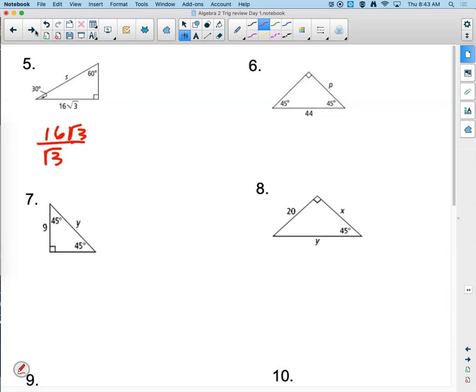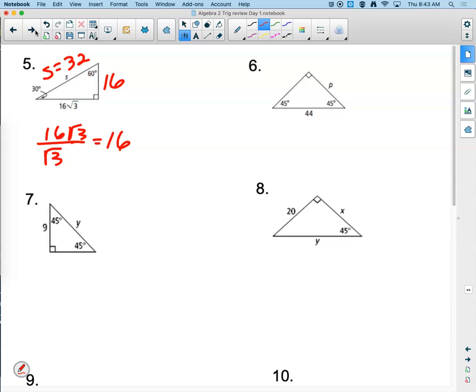Square root of 3's are going to cancel out. So I have 16 for my short side. What do you do to the short side to get the hypotenuse in a 30, 60, 90? Multiply it by 2. So their little s here is 32. We always want the short side, whether or not it's in the 30, 60, 90 or the 45, 45, 90. We want the short side because then we can just multiply to get what we need.